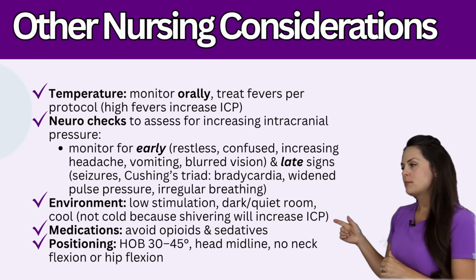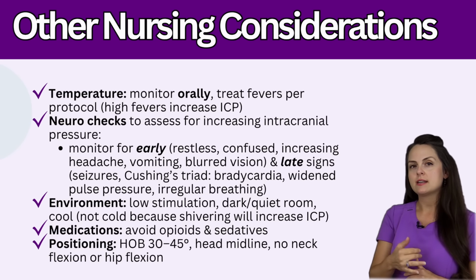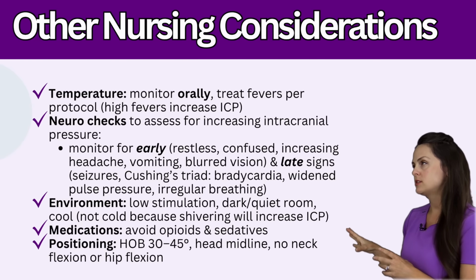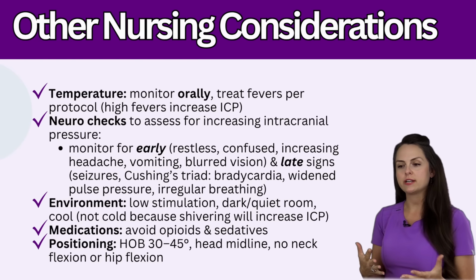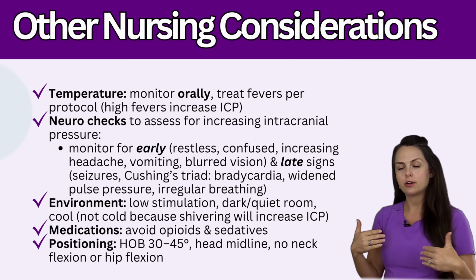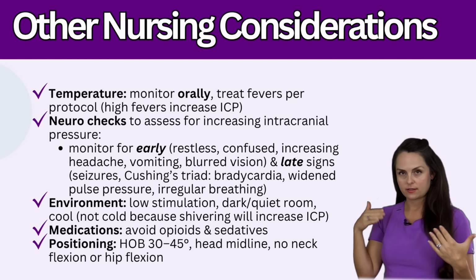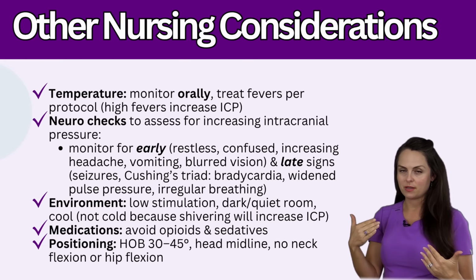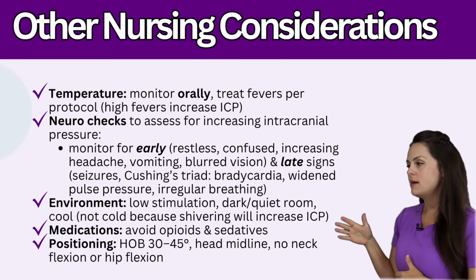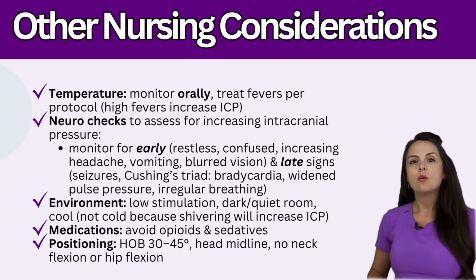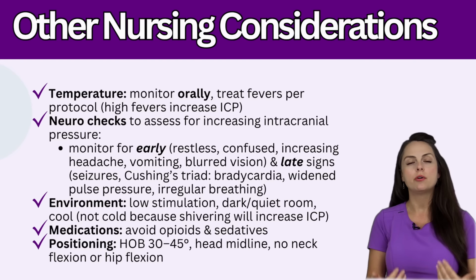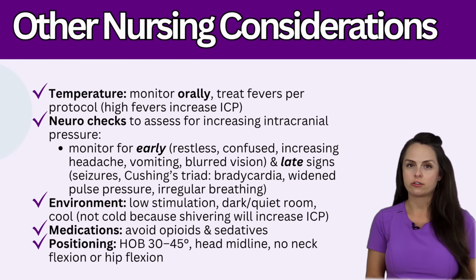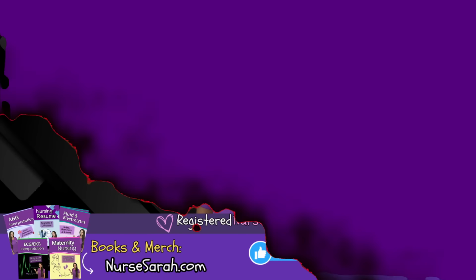Medications you want to avoid, as I pointed out earlier, are opioids and sedatives, and you want to make sure you position them properly. So you want the head of the bed about 30 to 45 degrees, because this is going to help promote blood return to the heart. You also don't want to flex the neck, because that will impede blood flow. And keep the head midline, and watch the hip flexion, because this can increase intra-abdominal pressure, which in turn can increase intracranial pressure. Okay, so that wraps up this review over meningitis.